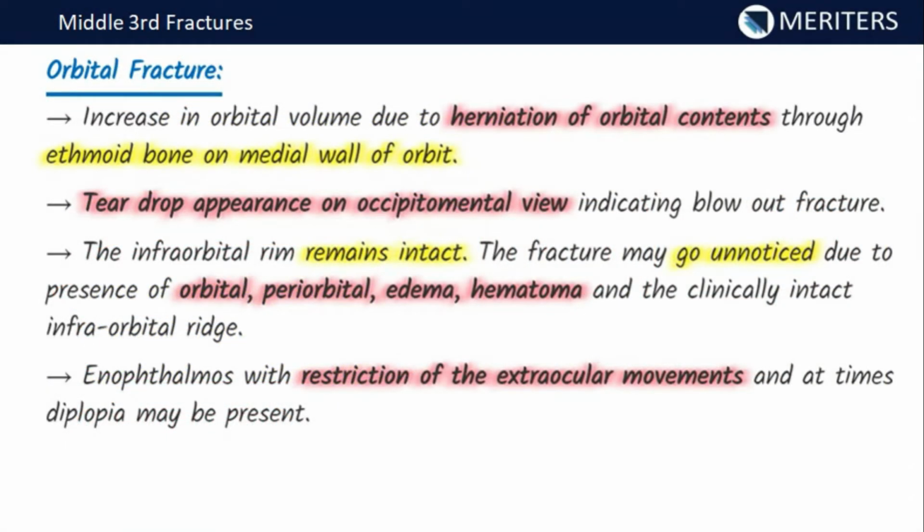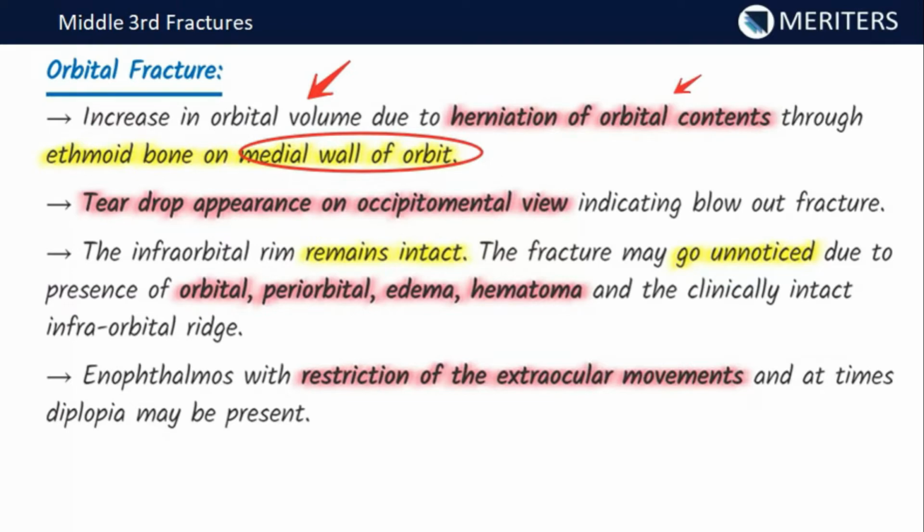Now orbital fracture. What is the basic feature of the orbital fracture? Generally when an orbital fracture is there, the volume of the orbit increases, due to the herniation of the orbital content. Where does this herniation of the orbital content generally take place? It generally takes place through the ethmoid bone on the medial wall of the orbit. Once the content of the orbit is herniated through the medial wall, there will be an increase in the volume of the orbit.